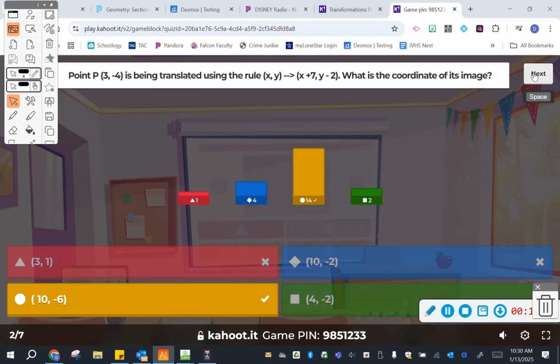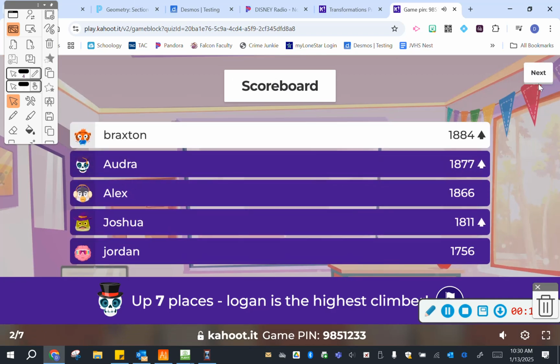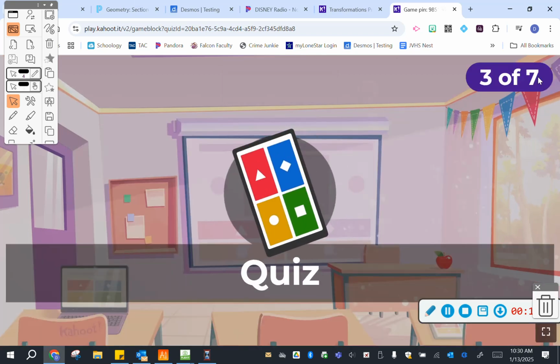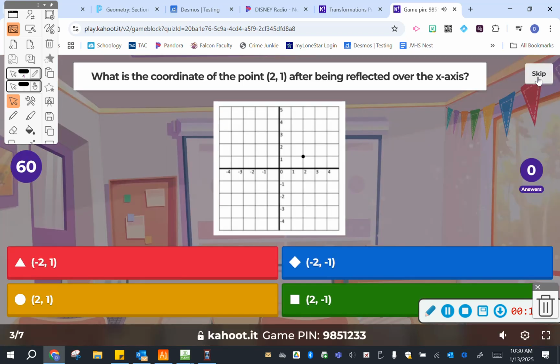So it's the top 4 people? Top 4 people. Not top 5? Not top 5. All right. Next question. What is the coordinate of the point 2, 1 after it's reflected over the x-axis? Reflect 2, 1 over the x-axis. Ooh.